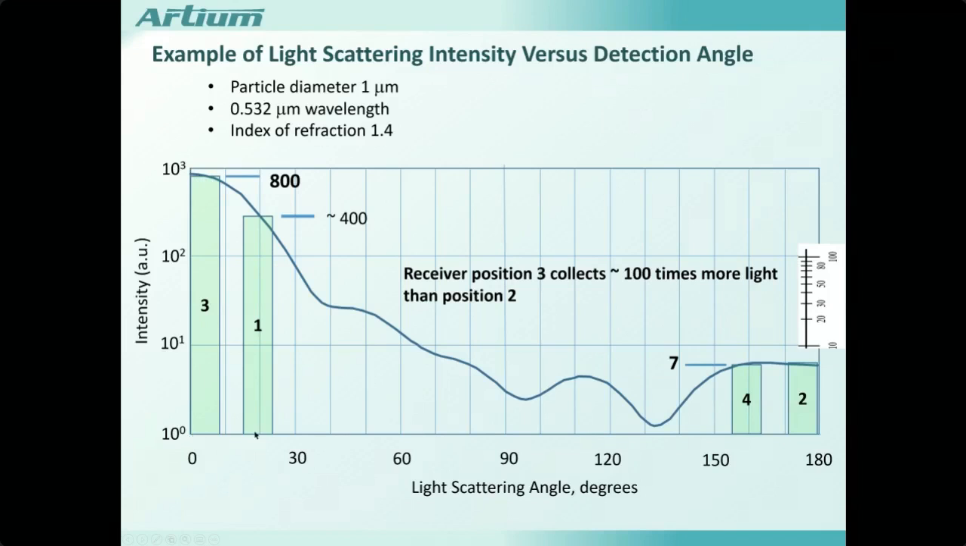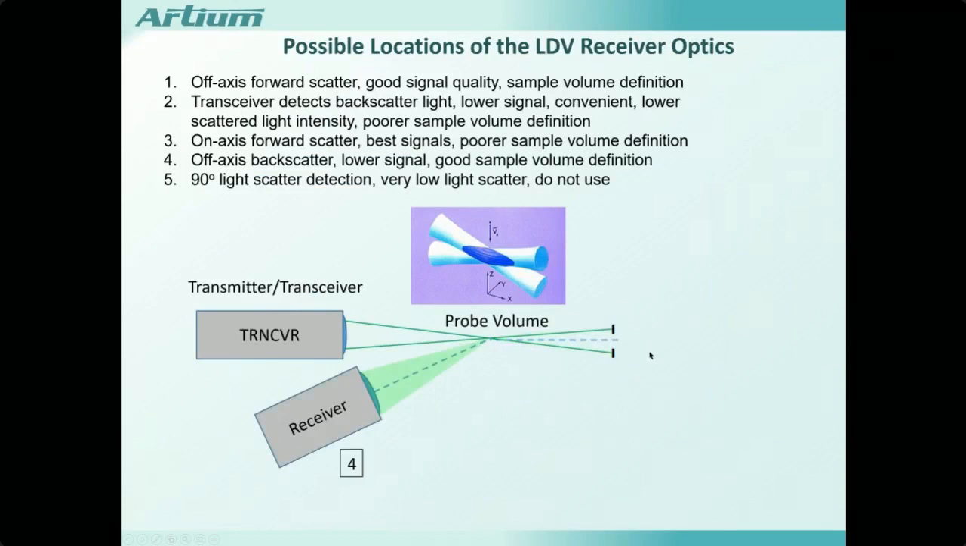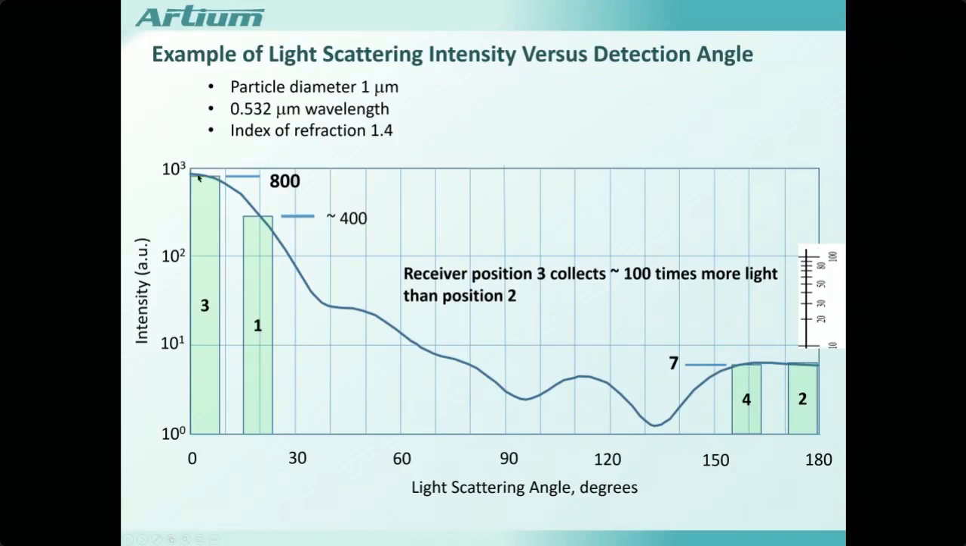So scattering in the forward direction, which is that direction, that's forward scatter, provides a very high scattering intensity. It's essentially dominated by the mechanism of Fraunhofer diffraction, and so it's the most efficient in terms of light detection, but again, definition of the sample volume is the problem. So I prefer being off axis, in this case at 20 degrees, but I've lost about half the scattering efficiency, 800 to approximately 400, but it's still adequate signal strength.